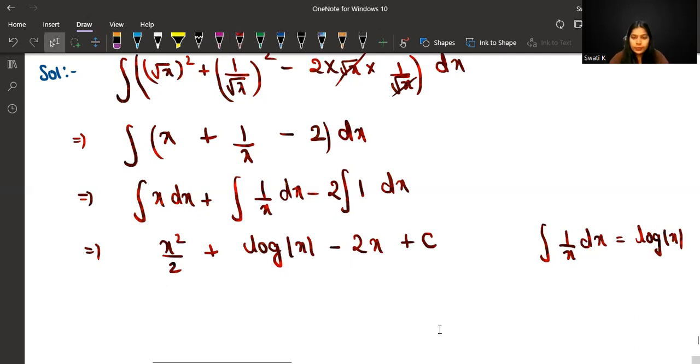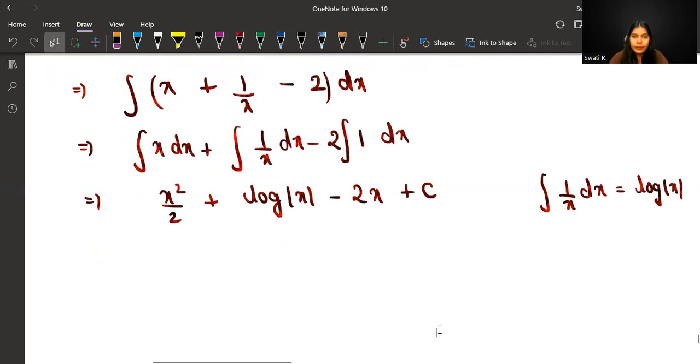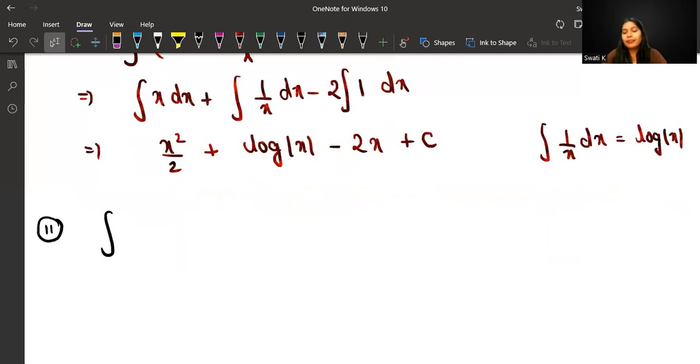So let's start with the 11th question. Okay, I think we are understanding all the questions because all the questions are very straightforward. It's just a formula-based question. So the next question is integration of (x cube plus 5x square minus 4) upon x square dx.